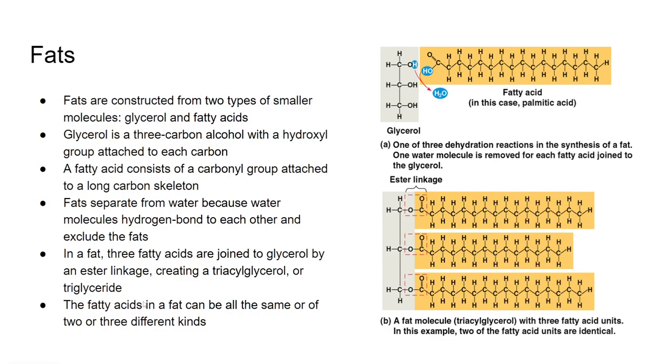And the fatty acids in a fat can be all the same or of 2 or 3 different kinds. For example, we can have palmitic acid here as a fatty acid, but the next two can be different types of fatty acids. And in a fat, those 3 fatty acids join together to the 3 hydroxyl regions of the glycerol here to create what we refer to as a triglyceride.